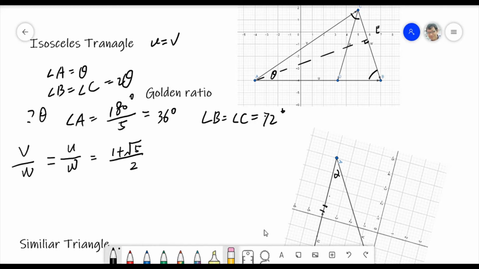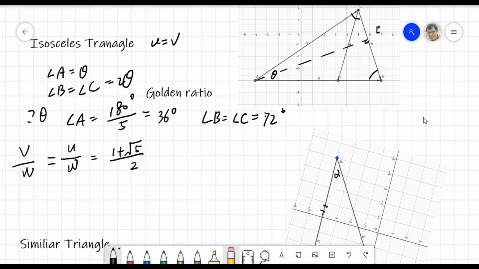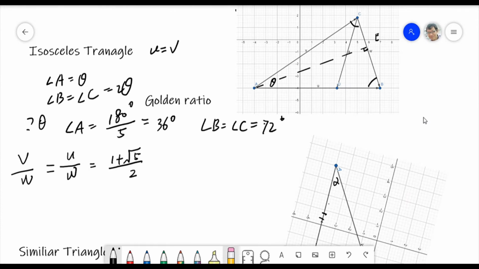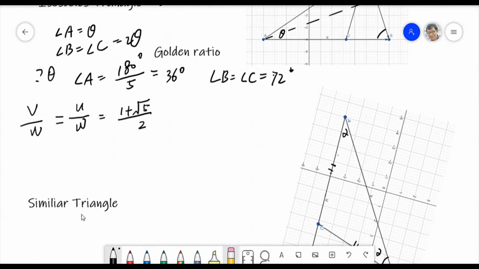Then we form two right triangles, right? The two right triangles are AEB and AEC. We form two right triangles, and these two right triangles are similar triangles. That's one term I want to introduce as well.